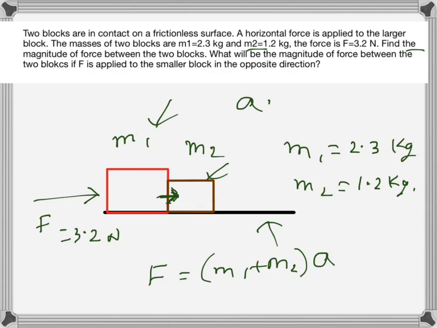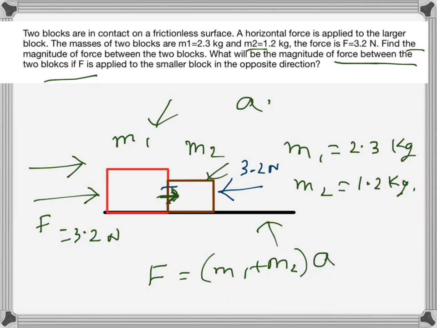Now in the second part of the problem, it asks what will be the magnitude of the force between the two blocks if F is applied to the smaller block in the opposite direction. So in the original problem, F is in this direction and it is applied on the larger block, M1. But let's say F is applied on the smaller block. That means F is applied here and its magnitude is still the same, 3.2 newtons. So in that case, what will be the force between the two blocks?